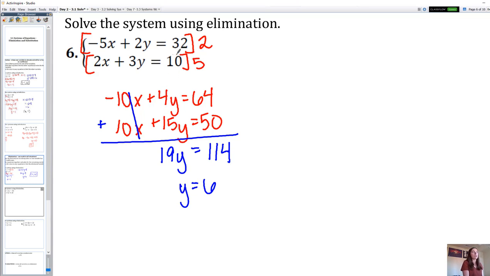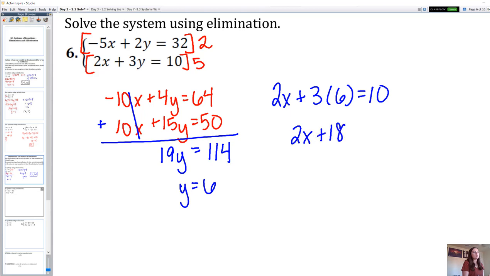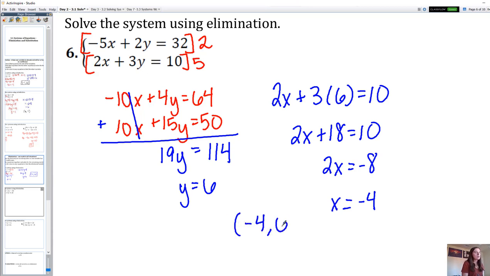Now I can use any of these four equations. It doesn't matter which one. I can use the original ones, or I can use either of my new ones. And I'm going to substitute y into one of those equations to figure out x. I'm going to use the second one, because the numbers are smaller. So we have 2x plus 3 times 6 equal to 10, which is 2x plus 18 equal to 10. Subtract the 18, 2x is equal to negative 8, so then x is negative 4, which means the place that these two lines are going to intersect on a graph is at the point negative 4, 6.